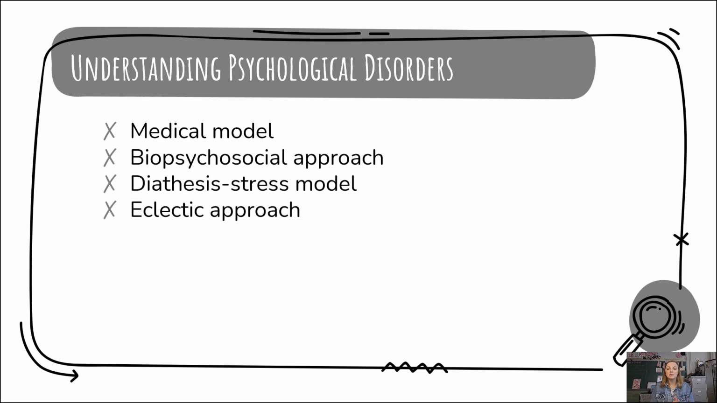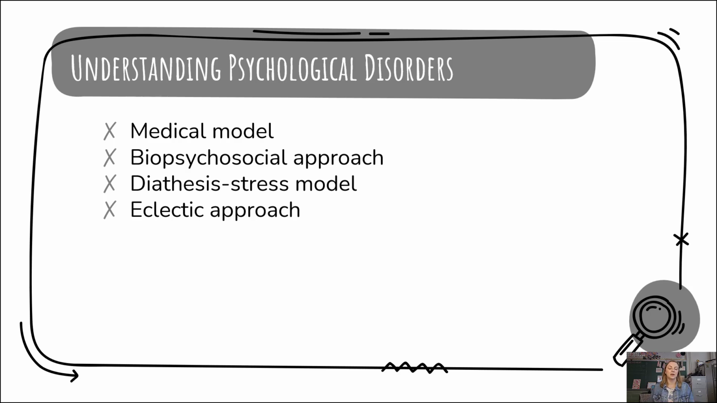The diathesis stress model suggests that psychological disorders develop due to a combination of predisposition and environmental stressors. A diathesis, or the predisposition, can be genetic, biological, or psychological, and it predisposes an individual to a disorder. But the disorder manifests only when significant stress triggers it.